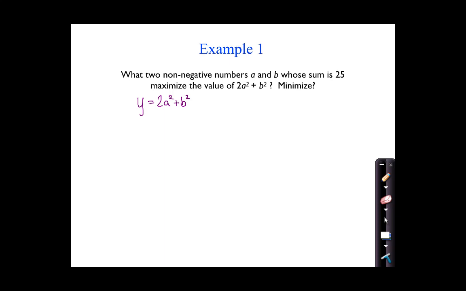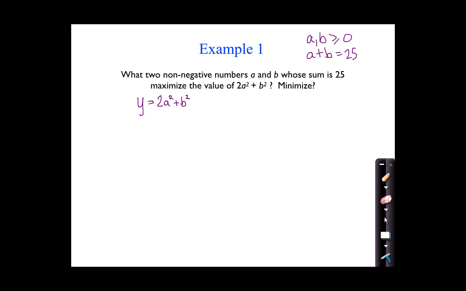Because if I told you the value of a, you would know the value of b, because we know some facts about them. a and b are non-negative, so 0 or bigger. And I know that a and b add up to 25, because it says so. So for instance, if a is 2, then you'd know that b is 23. They're not independent. They're related by this sum of 25 relationship.